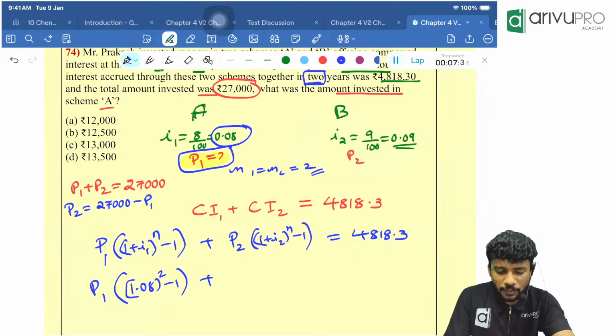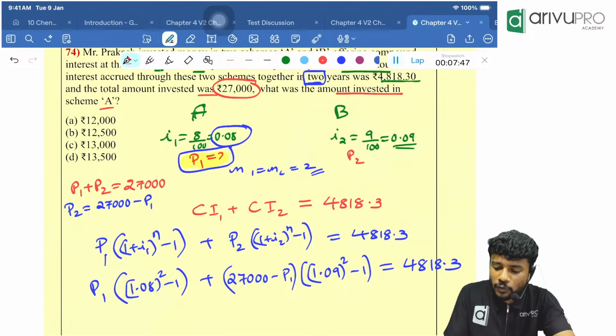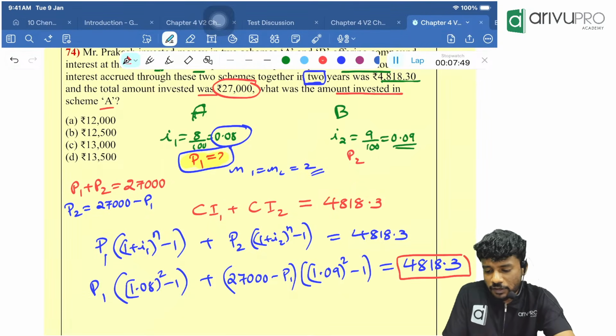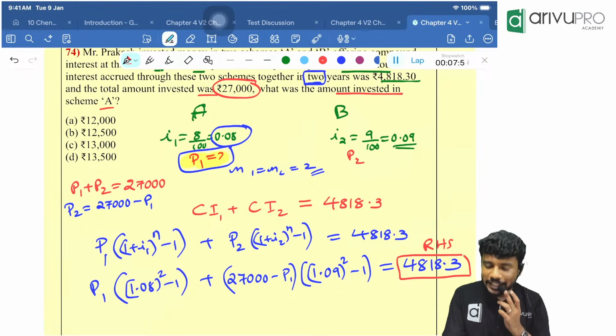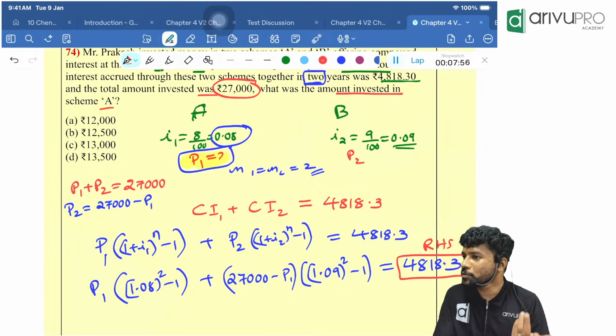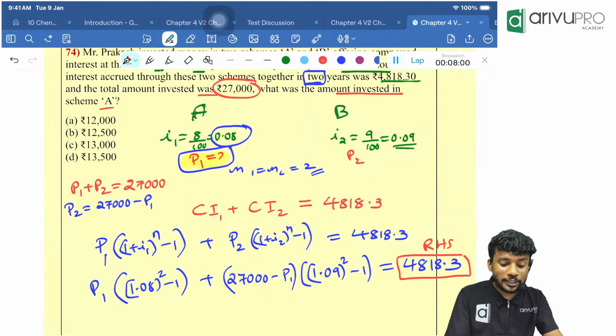Plus P2 will become what? 27,000 minus P1 into what, people? 1.09 the whole power 2 minus 1, which is equal to our right hand side, that is 4818.3. Now tell me, who is the RHS over here? RHS is nothing but 4818.3. Now you can option hit and tell me which option is going to make LHS equal to RHS.